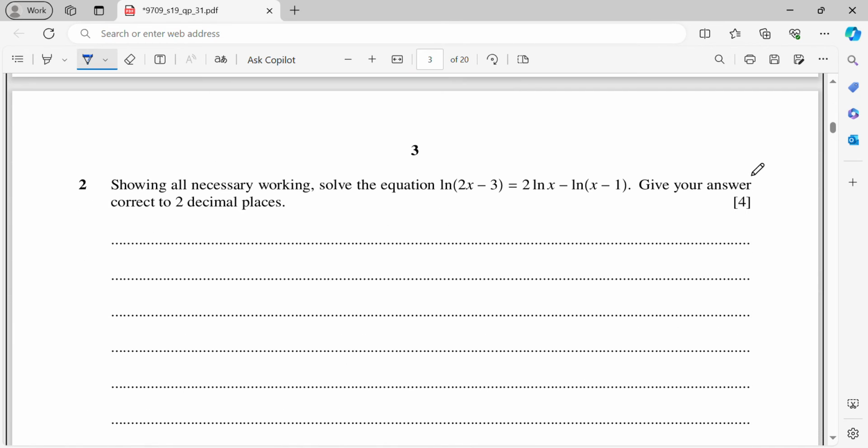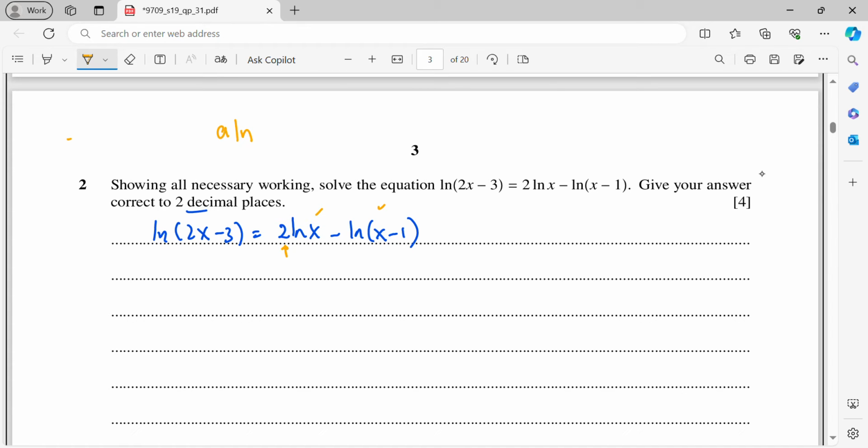Now for question number 2, showing all necessary working, solve the equation ln of 2x minus 3 equals 2 ln x minus ln of x minus 1. Give your answer correct to 2 decimal places. Firstly, I notice that there are 2 ln on the right side. Before I combine the ln, make sure the coefficient for the ln is 1. So I have 2 here.